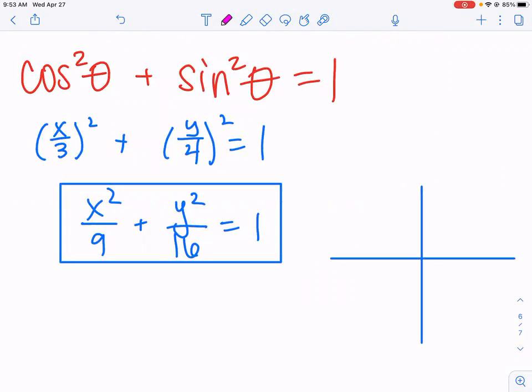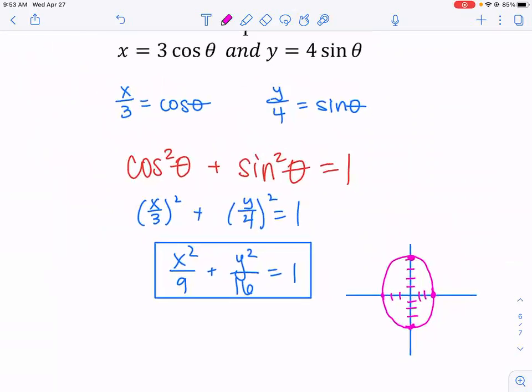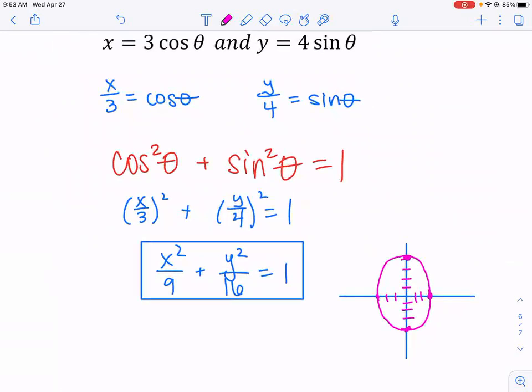Okay, this ellipse, vertical or horizontal? Vertical, where A is 4, B is 3, but since we have a parametric equation set, our graph must include arrows. Okay, so I'll let you get caught up with what we have so far, but we need to indicate arrows. We need to indicate our orientation.